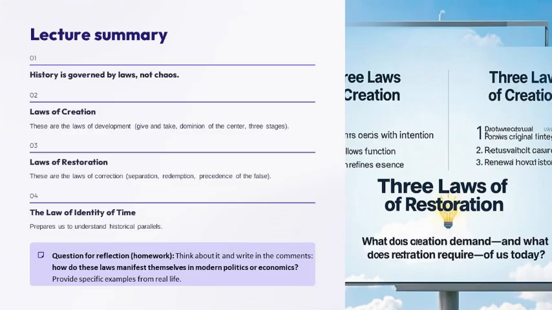Question for reflection, homework. How do you think these laws manifest themselves in modern politics or economics? Give specific examples from life. Perhaps you see harmonious interaction or, on the contrary, struggle. Where do you see separation into good and evil?